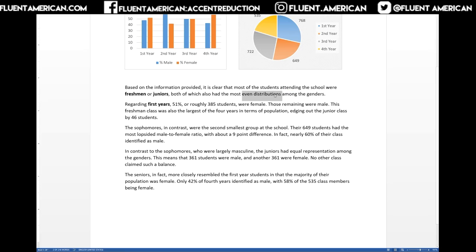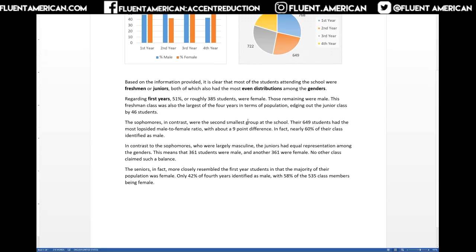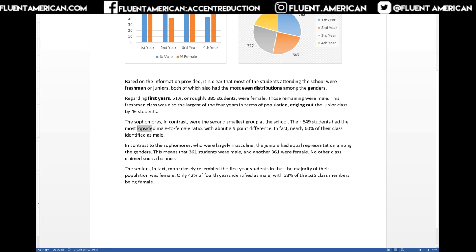So "even distribution" shows that there's a 50-50 or nearly 50-50 percentage between two different categories. For instance, male and female, which we also refer to as the genders. Great, so that's helping our vocab as well. "To edge out" means to beat, or to have more than something else, and that's helping. "The most lopsided" shows that one side has a big difference when compared to the other side. There's a big difference between the two sides. So for instance, there's a lot more males than females in that case.